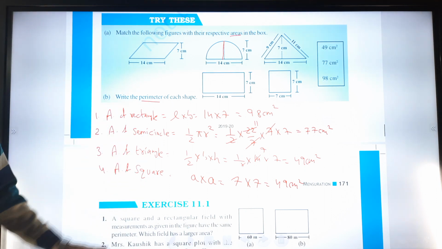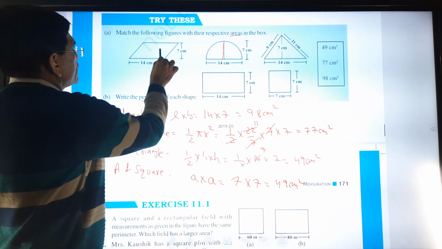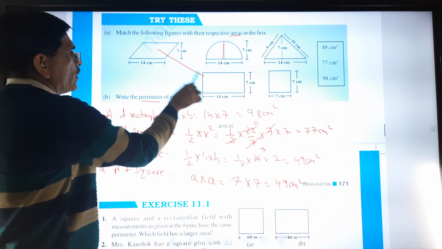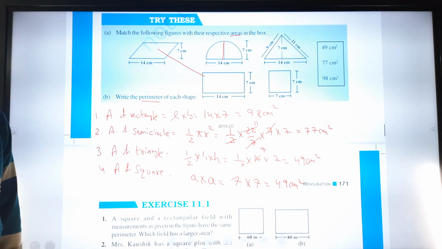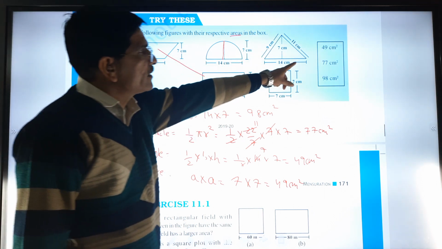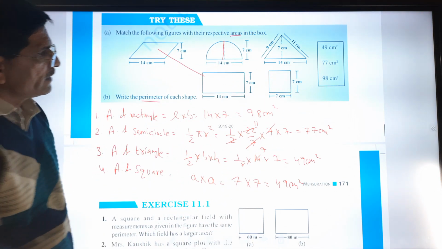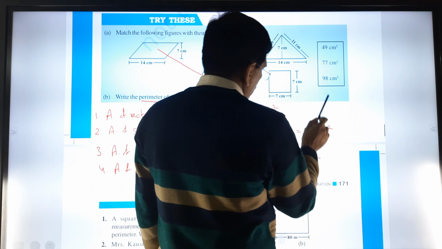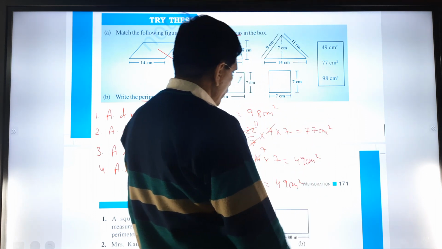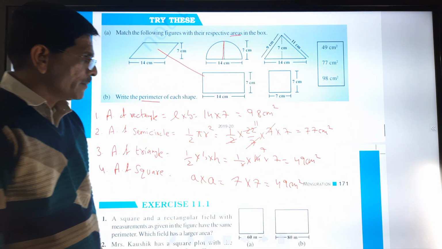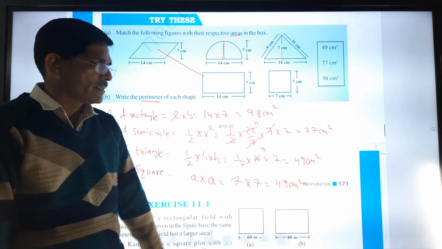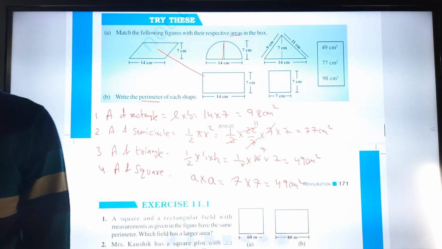So write down all, here it is equal to this figure. So area is same. So four areas are given, 49, 77, 98. You will see that every time we can get one time 98 centimeter square, another time 77 centimeter square, another time 49 centimeter square, another time 49 centimeter square.